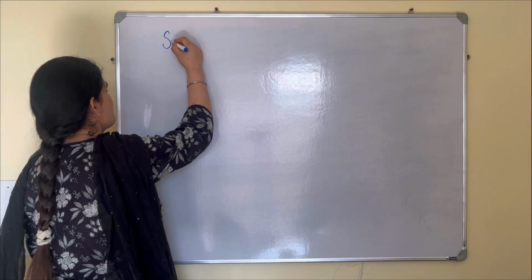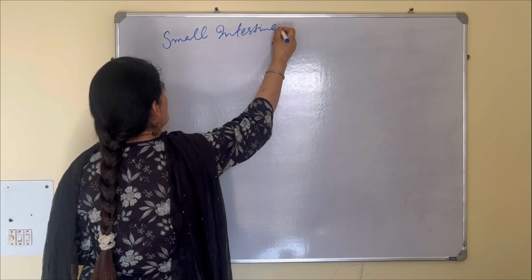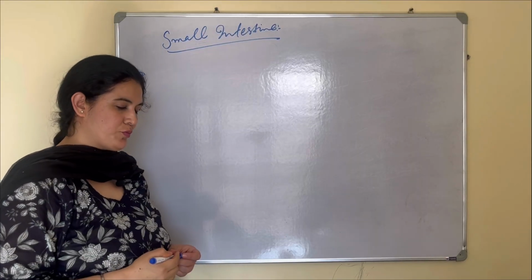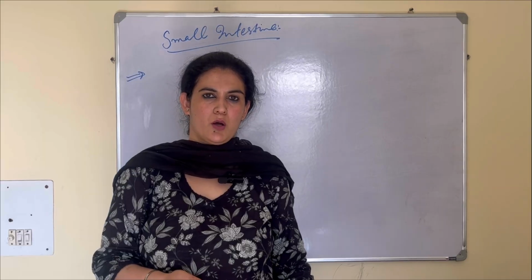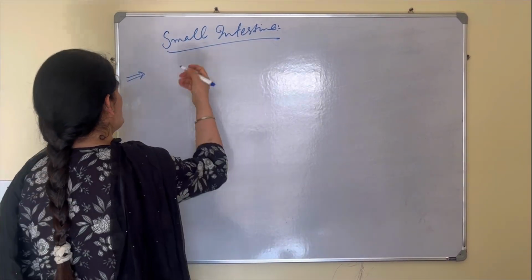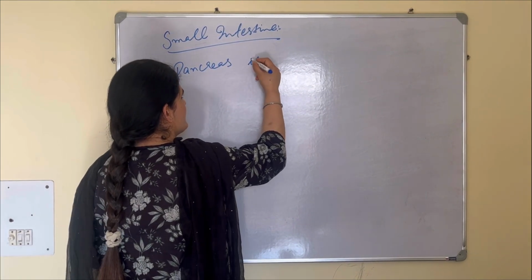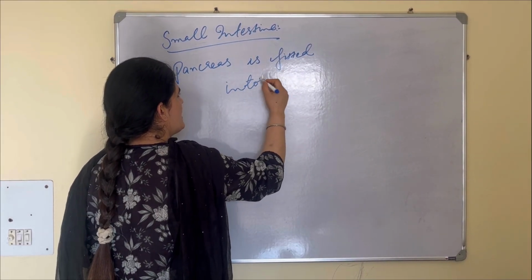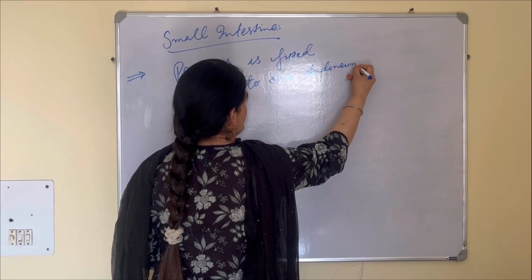Small intestine. We were discussing this basically. Now some points are left which are to be discussed in this. Last time, students, we discussed the parts of the small intestine, and I had told you that the pancreas is fitted into the duodenum part of the small intestine.